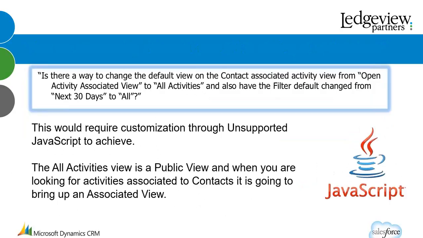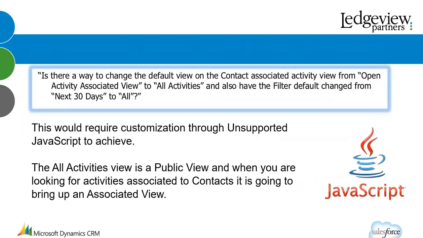Our next question, is there a way to change the default view on the contact associated activity view from open activity associated view to all activities? And also have the filter default change from next 30 days to all. Just to kind of paint the picture for this one, when you're in the context section and you go to the activities related records, it automatically pulls up the open activity associated view. This individual would like to change that to the all activities view.